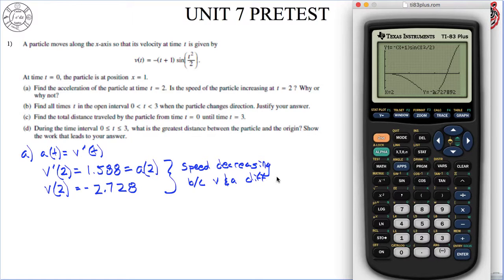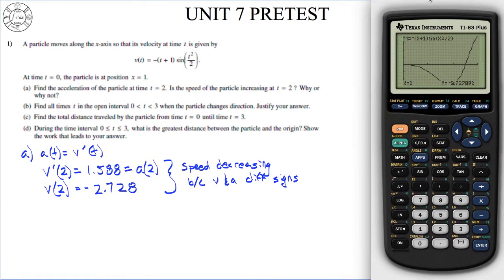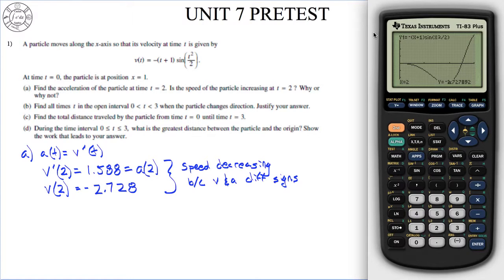Will they take points off if you don't round exactly right? Yes, they will. How about if you got decreasing but you got the numbers wrong, but you got the signs right? So you're asking about the scoring? Yeah. So 1 point if you got 1.588.